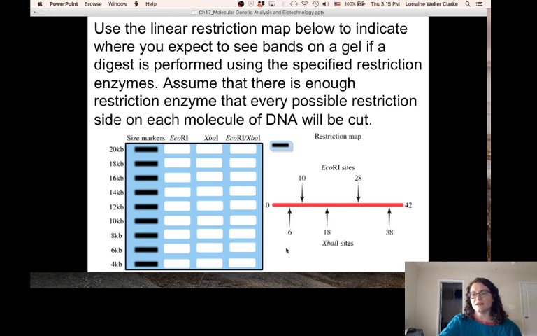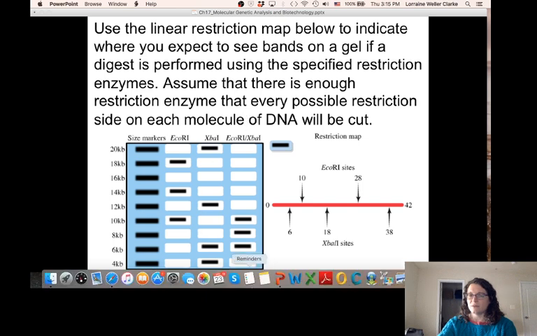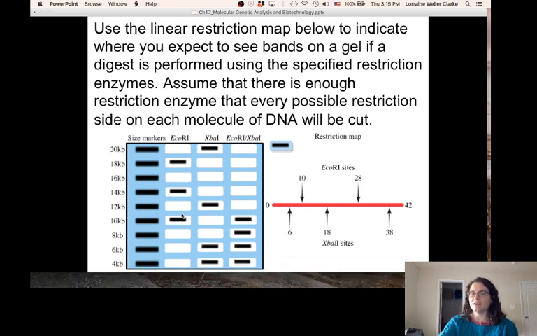So let's look at the answer, and we can see. You see that it's different whether it's cut by one or both. If it's cut by one, you're going to see this pattern: 18, 14, 10. Because obviously that makes sense. Sorry, this is the 18 one. This is the 10 one, and this is the 14 one.